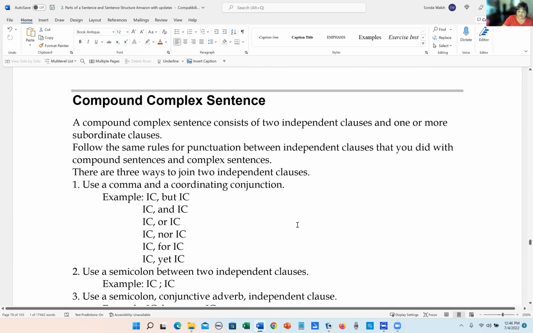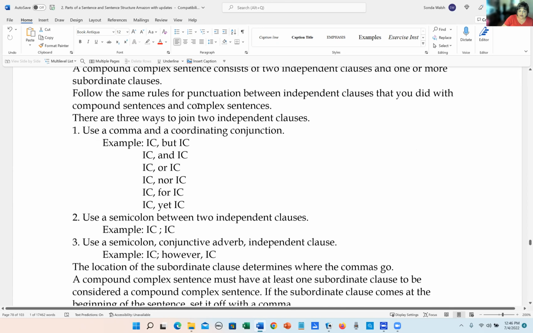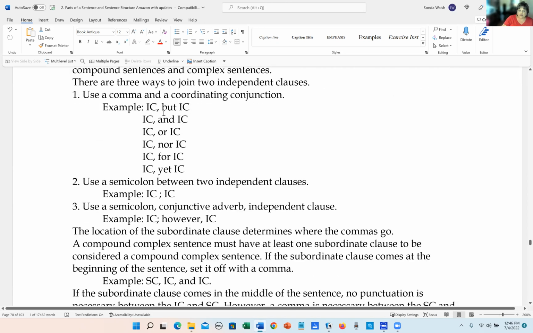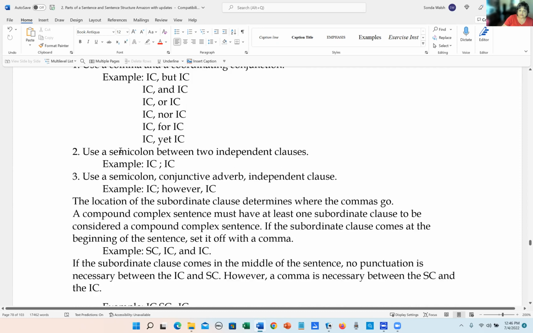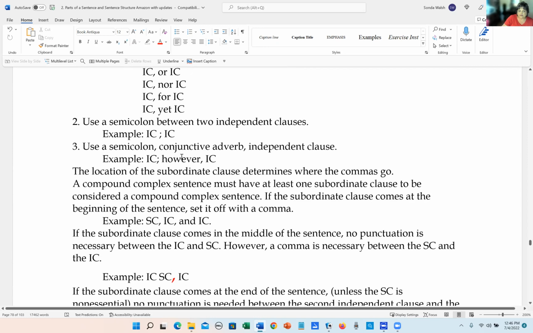A compound complex sentence is two independent clauses and one or more subordinate clauses. Here, IC stands for independent clause. I've written out independent clause, comma, and then all of these are coordinating conjunctions: but, and, or, nor, for, and yet. So you use a comma with one of those words. You use a semicolon between two independent clauses, like independent clause, semicolon, independent clause. Use a semicolon and conjunctive adverb between two independent clauses.